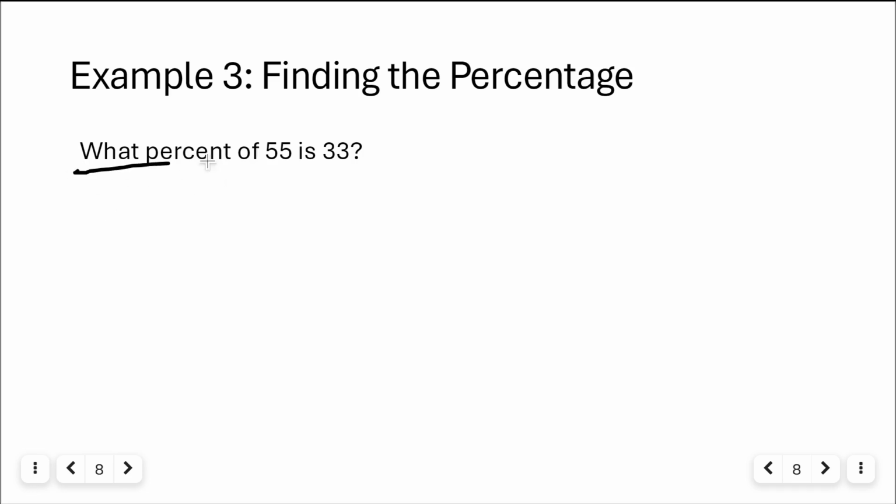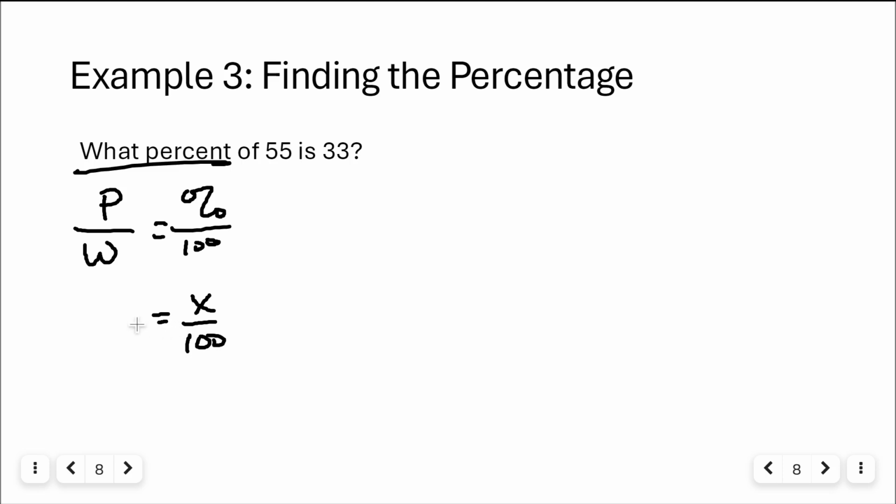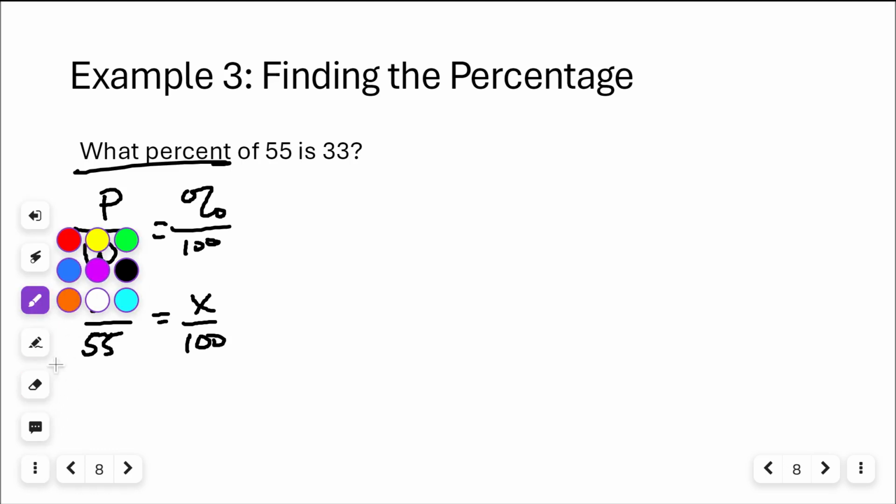What percent of 55 is 33? So this one's actually, I think, the easiest to recognize what's what. So what percent of 55 is 33? So the percent is now, I don't know, of 55 is 33. So the whole must have been 55. 33 must be the answer that I got. That's the part.